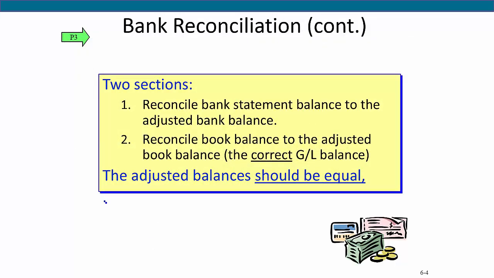When we prepare a bank reconciliation, there are two sections. In one section, we reconcile the bank statement to an adjusted bank balance. In the other section, we reconcile the general ledger book balance to an adjusted book balance. The adjusted balances in both sections should be equal. Let's look at the reconciling items in more detail.